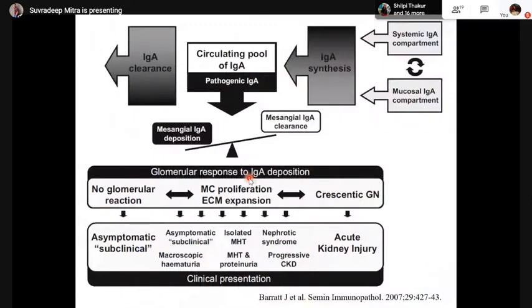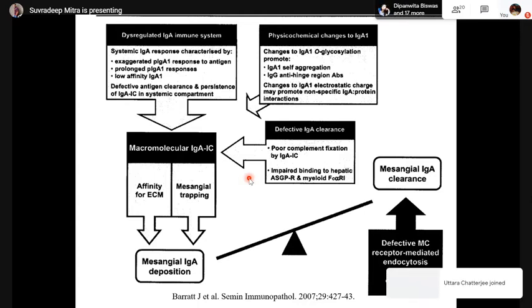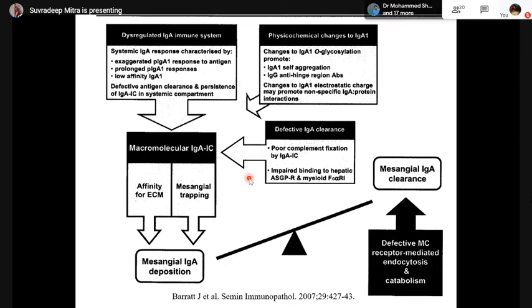Now, let me tell you one thing, that not only the genetics play a role, there are some environmental factors as well. That's why, when I say sore throat, there is not a history of sore throat in this patient, but sometimes sore throat can be an antecedent illness, because sometimes we have seen that a viral infection or even a bacterial infection predisposes to IgA nephropathy. Why? Because whenever such illness occurs, the body is triggered to produce more and more IgA at the mucosal level as well as the serum level.